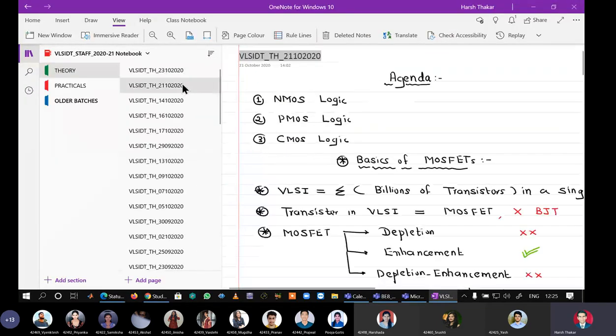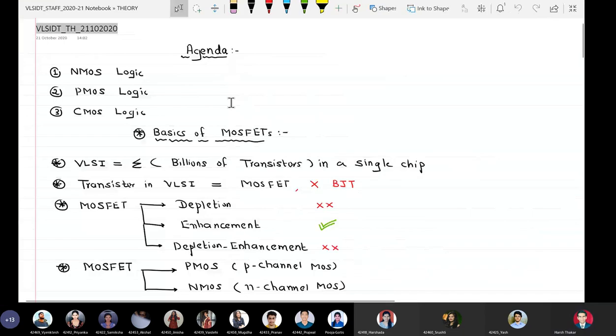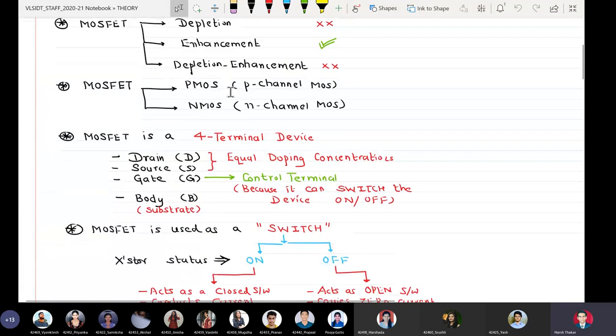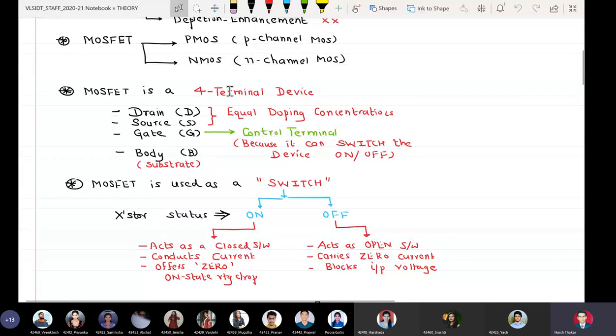So in the previous session, we had a discussion on these things. Especially that MOSFET is to be seen as a 4-terminal device, which contains drain D, source S, gate G, and the body terminal B, also known as substrate. And we also pointed out that drain and source have equal doping concentrations.